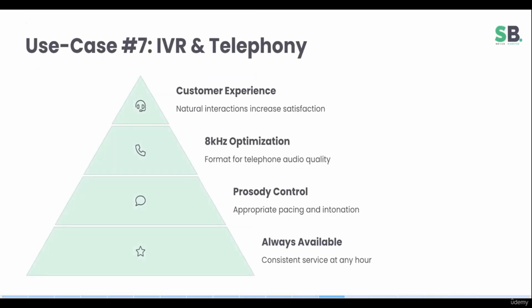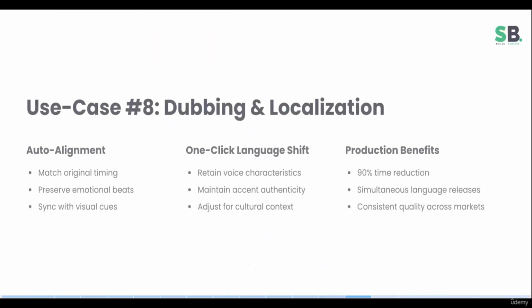Use case number 7 is IVR or telephony. Here we have a huge amount of practical implementation in any business which needs telephony and calls. So you have customer experience, it's natural interactions that increase satisfaction. You have 8K Hz optimization, a format for telephone audio quality. Prosody control, appropriate pacing and intonation. And it's always available, so you have consistent service at any hour.